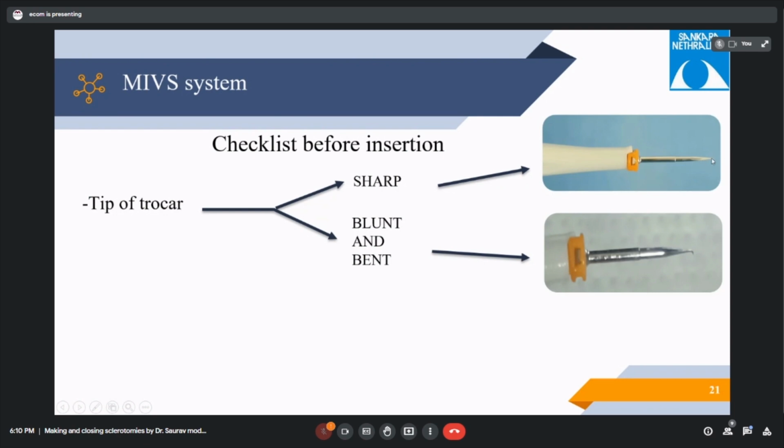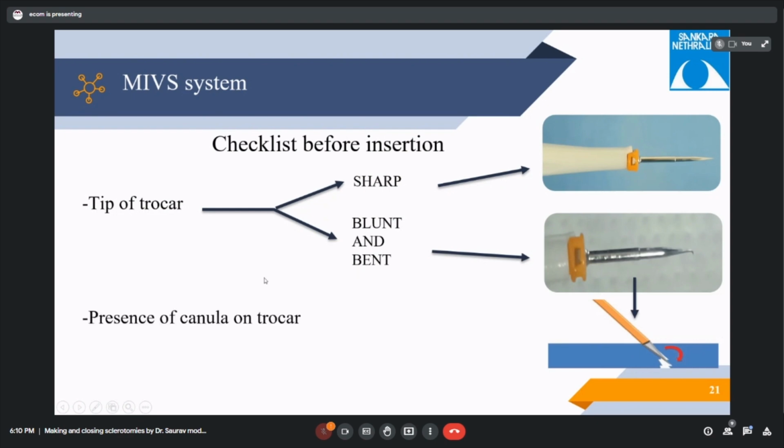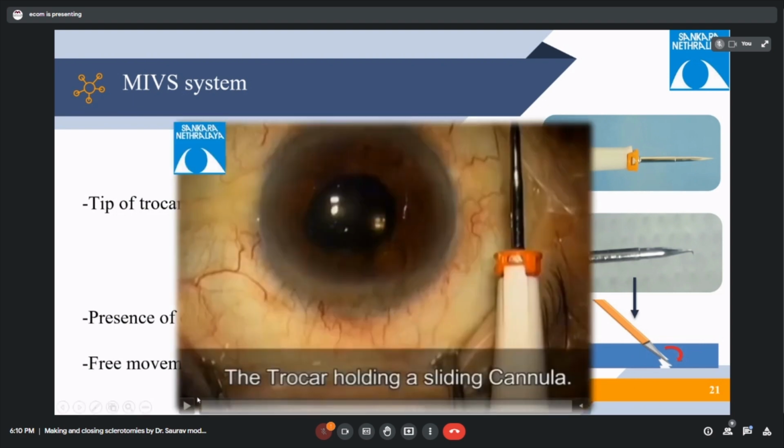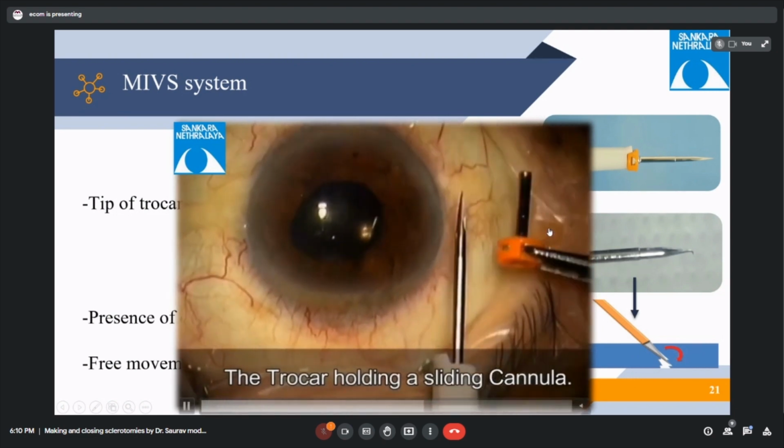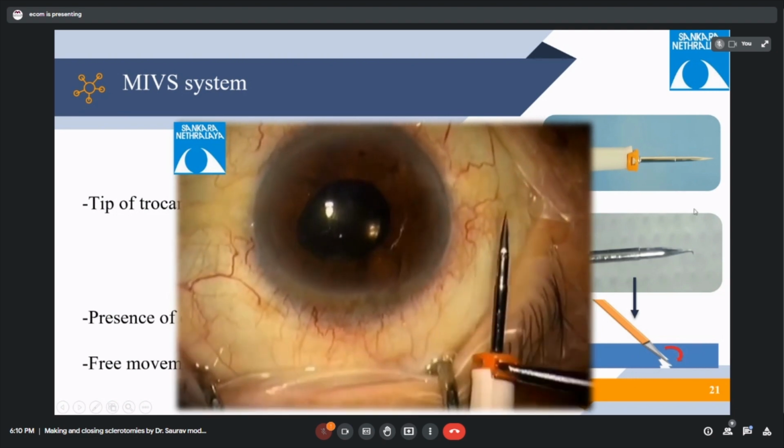So the sharper the trocar, the lesser the force needed, and so the lesser the distortion of the wound. While in case of a bent or blunt tip, it results in formation of a ragged wound, which does not follow the self-sealing principle and needs a wound closure. Secondly, check for presence of the cannula on the trocar, and thirdly, free movement of the cannula on the trocar. This is how the trocar has a micro cannula mounted on it. It should be freely mobile over the trocar.